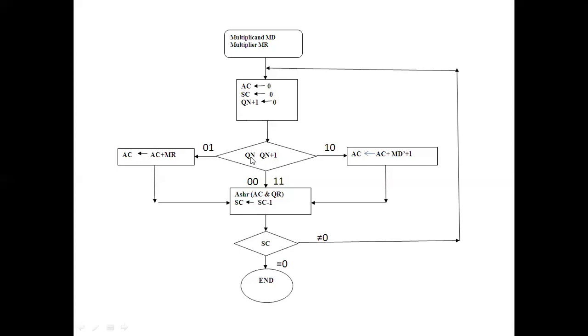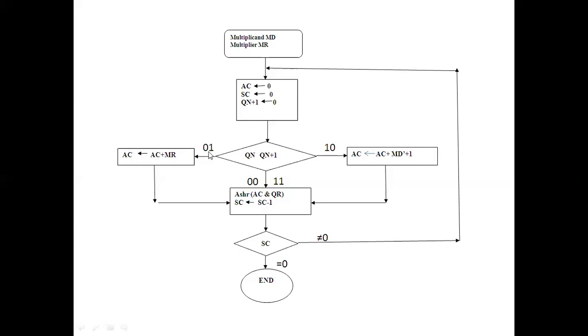We inspect the values qn and qn plus 1. Initially the value of qn plus 1 is 0, and if the value of qn, the least significant bit, is 1, then this is 1 0. If it is 1 0, then we apply AC plus MD dash plus 1. That means we subtract the multiplicand from AC, so here we take the 2s complement of the MD. So AC plus MD dash plus 1: if it is 1 0, we apply the subtraction of the MD from AC.